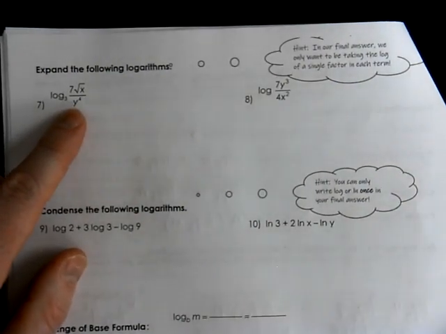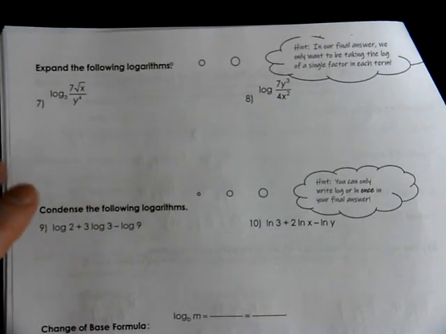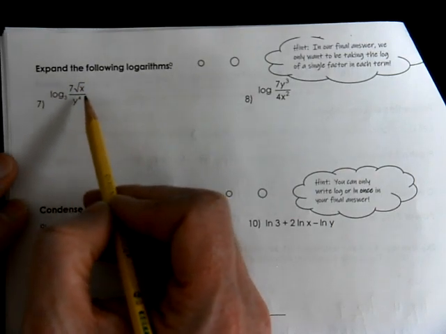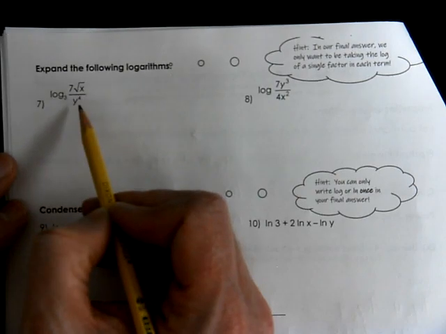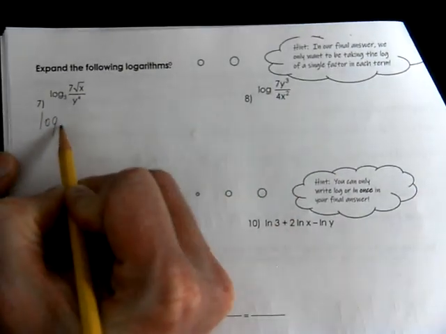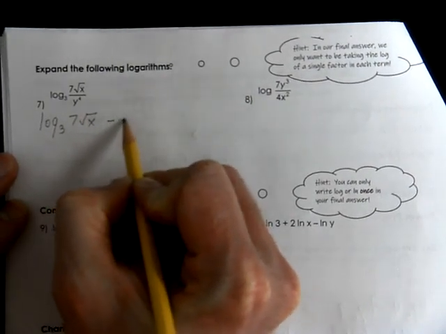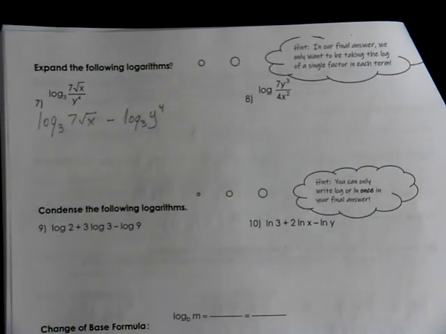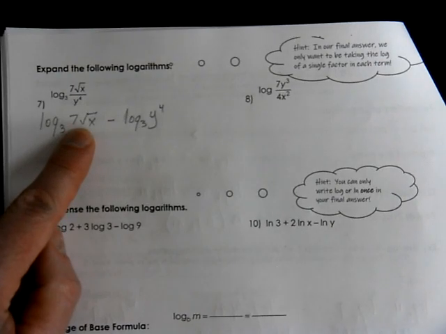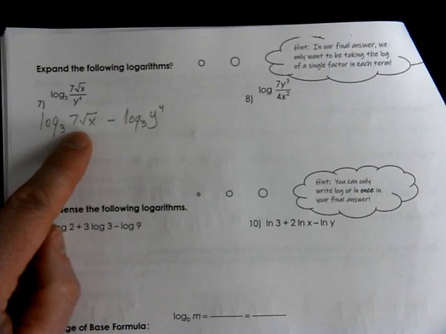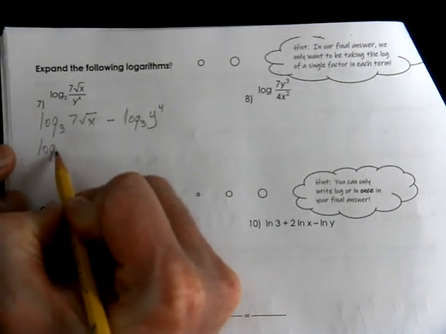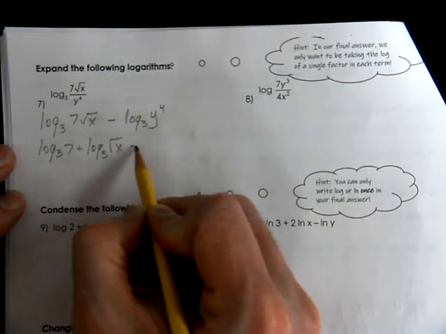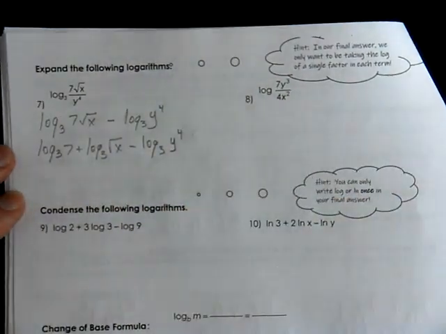So here we're looking at it. The first thing that we want to focus on when expanding is, do we have a fraction? That's the first thing that you really notice here. That you have a top of a fraction and a bottom of a fraction. So if you have a fraction, we know that we can break that fraction up using subtraction. Now we don't have a fraction, but we have multiplication. So we're going to break that multiplication up using addition. And we still have the minus log base 3 of y to the fourth power.